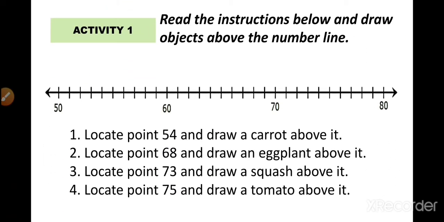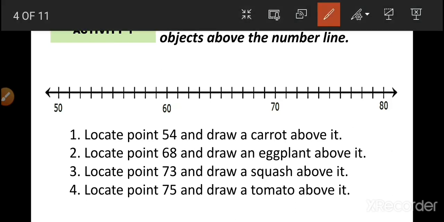Activity 1. Read the instructions below and draw objects above the number line. So here you can see a number line from 50 to 80. So we answer number 1. Locate point 54 and draw a caret above it. Okay, so let us locate point 54 and draw a caret above it. So we have 50, 51, 52, 53, and 54. Okay, so I will draw a caret. Suppose that is a caret.